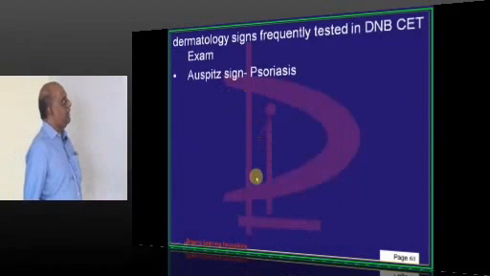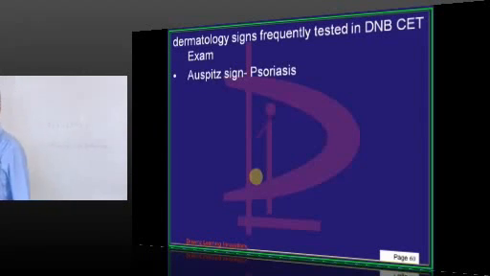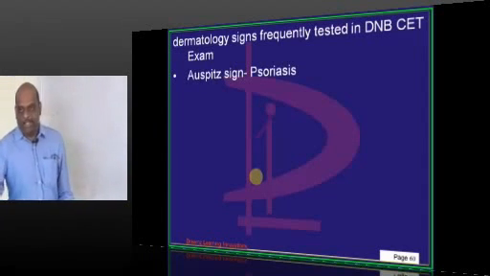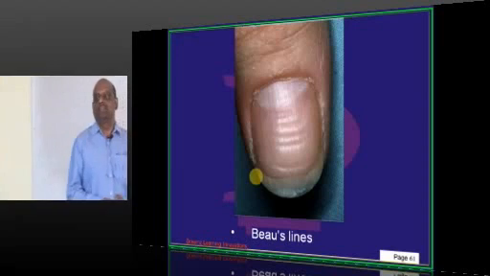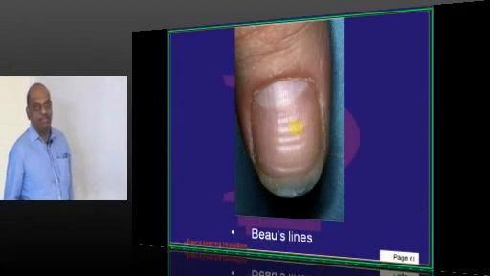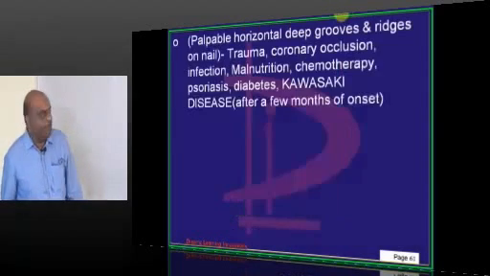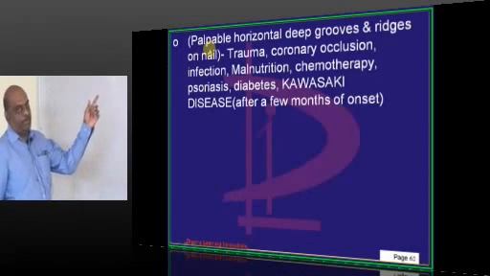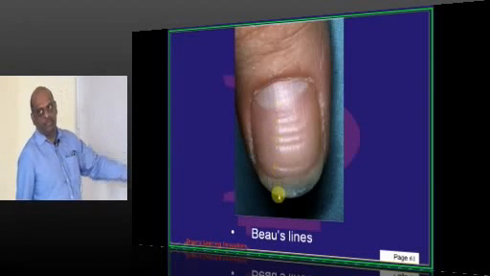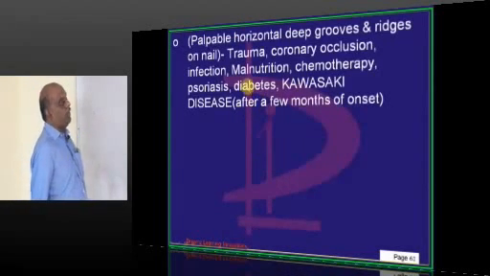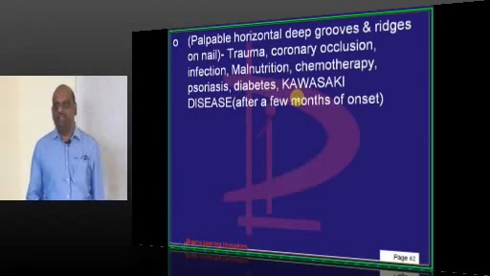So now let us go through a small run on the dermatological signs in DNB CET. Auspitz sign, already we discussed, psoriasis. Beau's lines. So where do you find these Beau's lines, doctor? In case of malnourishment. Very good. Palpable, horizontal, deep grooves and ridges of the nails are called Beau's lines. Trauma, malnutrition, Kawasaki, diabetes, psoriasis. Once more, there is a big potpourri of causes.